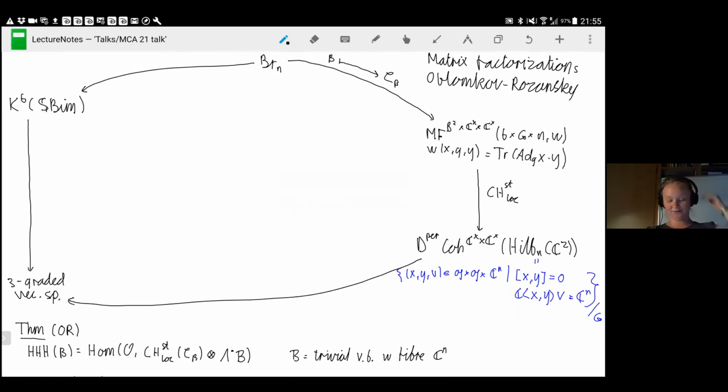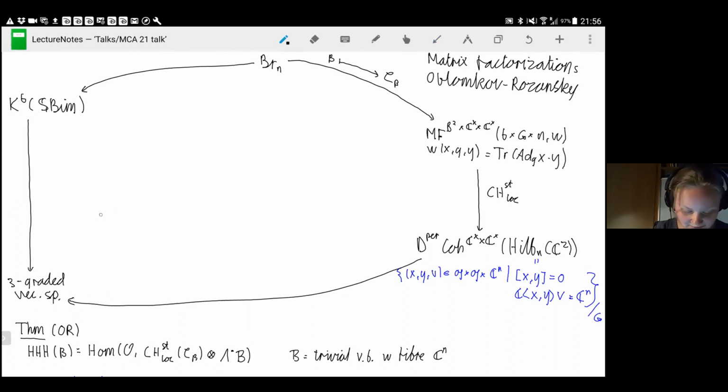Then it is a theorem by Oblomkov and Lasansky that this also computes triply graded homology when you take this vector and tensor with the exterior algebra of this trivial vector bundle with fiber Cn, and then take homology with the structure sheaf here. This is inspired by maybe the most famous geometric conjecture about triply graded homology, the GNR conjecture, which talks in very similar terms.